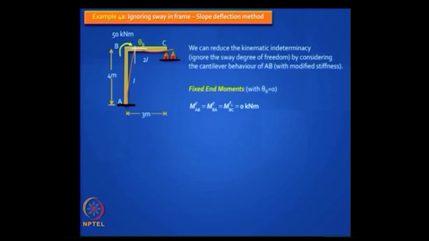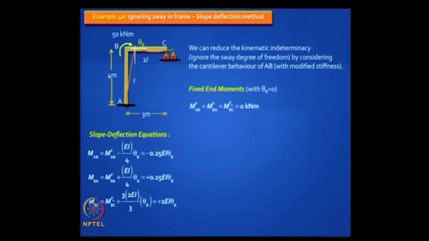Your fixed end moments are not there. MFAB, MFBA, MF BC is 0 because there is no intermediate loading. That concentrated moment is being shared. It's going to the node. It's not going to any beam element, so it will be shared by both the elements.